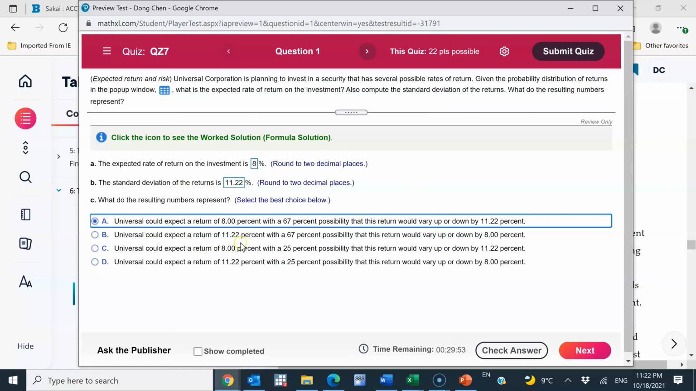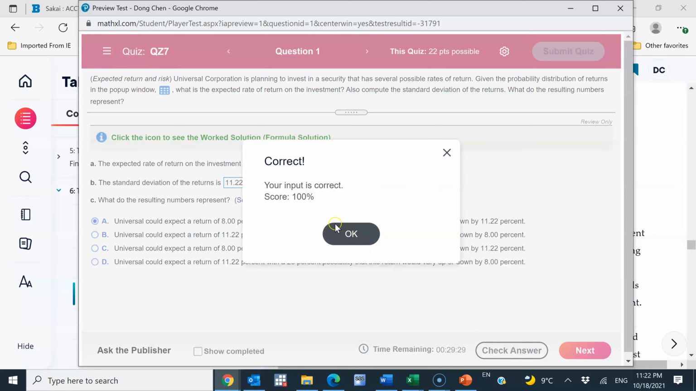And all the other choices just mismatch the return and the standard deviation, and also sometimes the probability of the occurrence is wrong. It's not 25%, it's two-thirds. Two-thirds is almost 67%. So now I can check my answer. The input is correct.